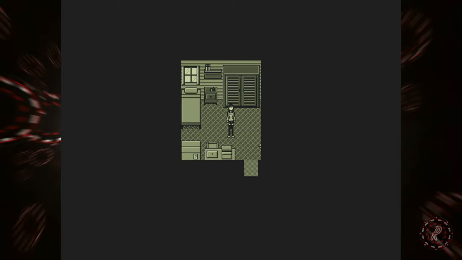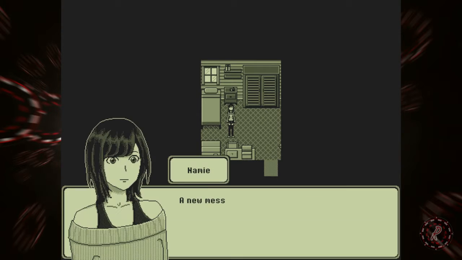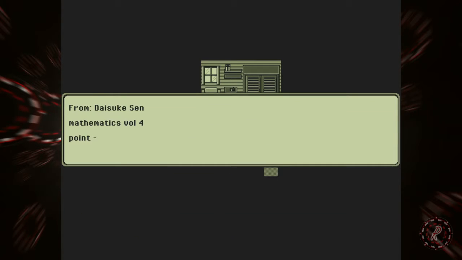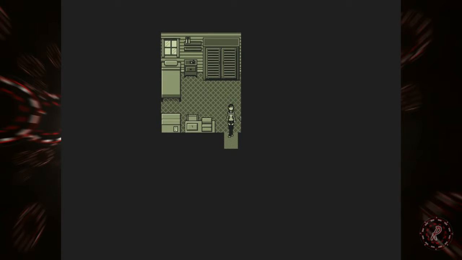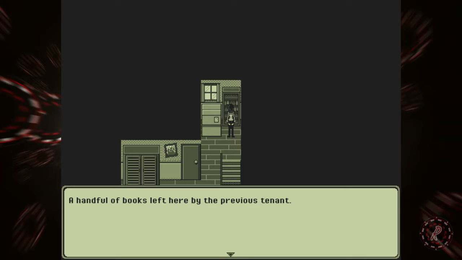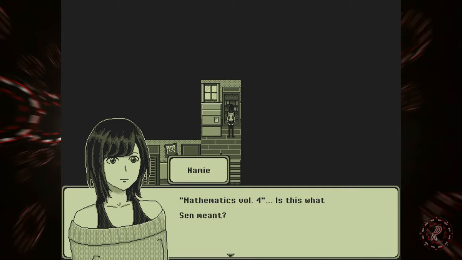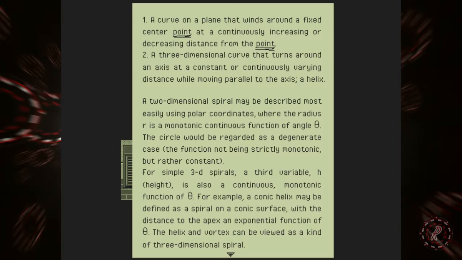Ooh. Is that my computer? Aha! A new message? From Daisuki-sen, Mathematics Volume 4, Point, Spiral, Helix, Axis. What is this? Point, spiral, helix, axis. It's a chapter about spirals.